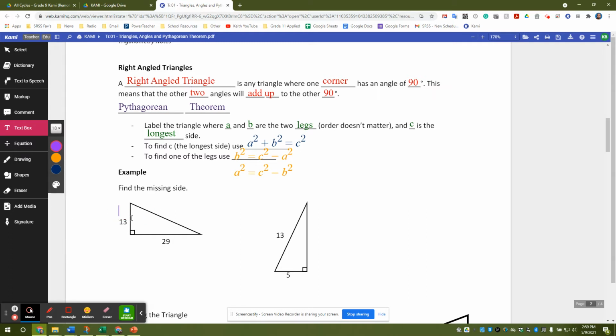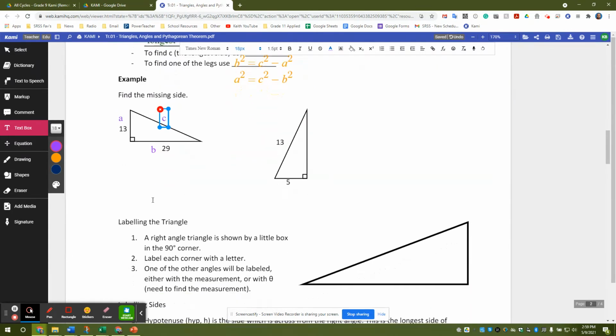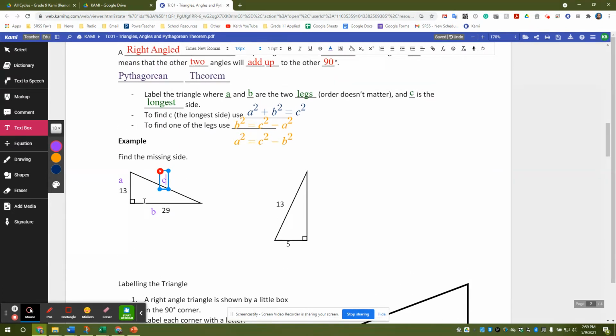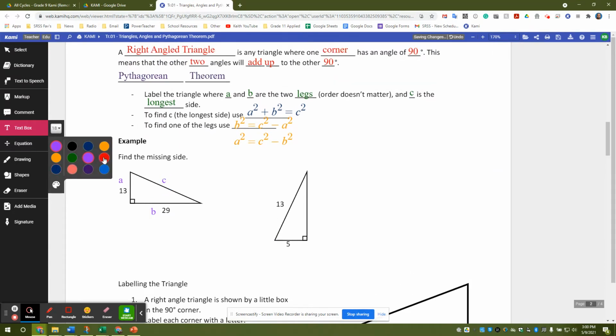And so what I'm going to do is label this with A, and this one I'm going to label with B. Okay, they're the two legs. Again, we could do this B and this A, and that one works as well. But the longest side here, the hypotenuse, is always going to be labeled C. Okay, so we're going to be trying to find C. So we want to find C, so that means we're going to be using this top equation right here: A squared plus B squared is equal to C squared.